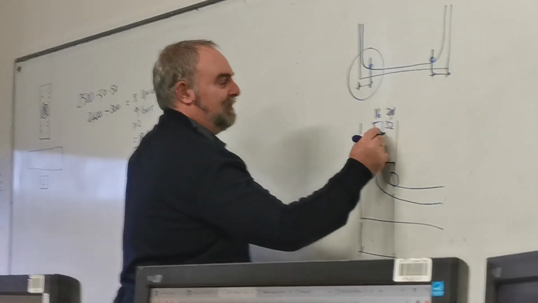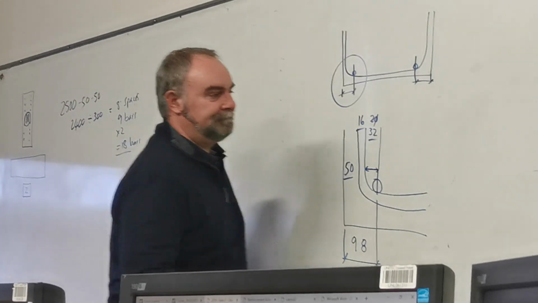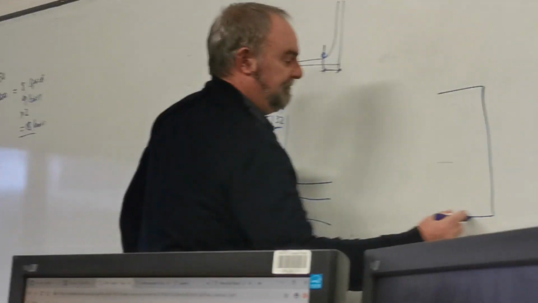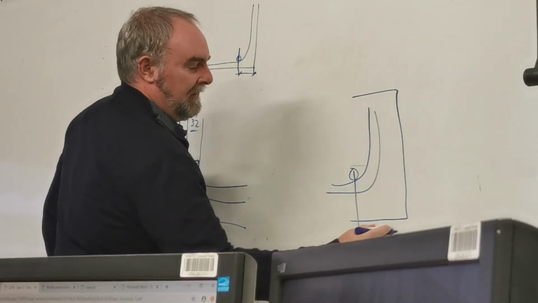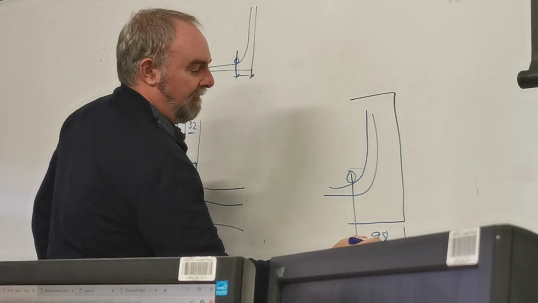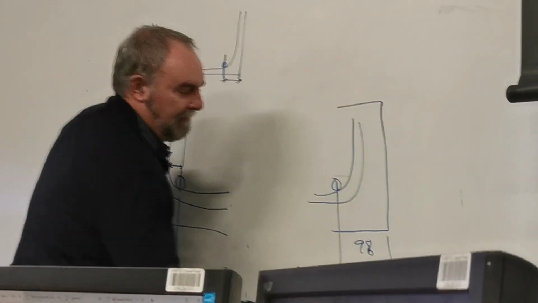50 plus 16 plus 32 equals 98. If we go to the other end, same thing, 98. What is that distance from there to there?